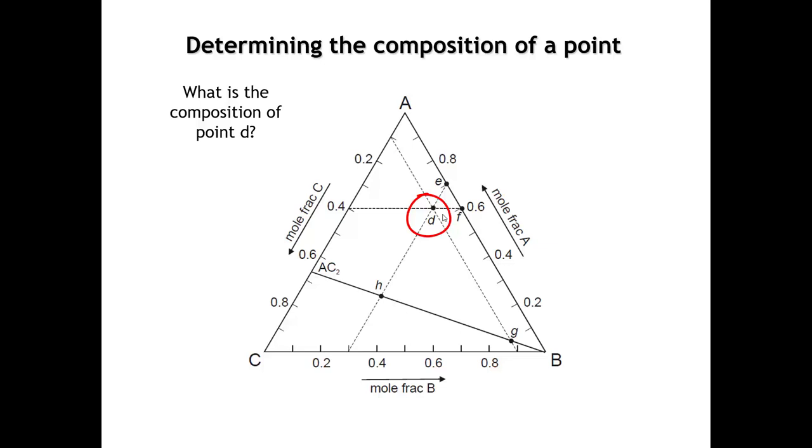Let's pause the video right now. We've got some dashed lines on the graph that already kind of point the way to what we need to do. If we wanted to determine the amount of component A, we need to draw a line that's parallel to the BC edge. And you can see that line right here, the dashed red line.